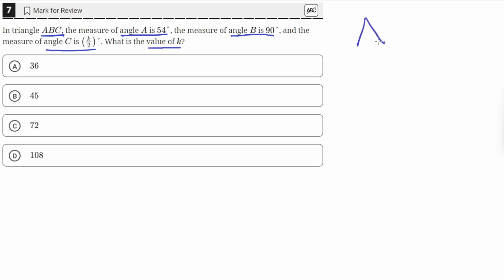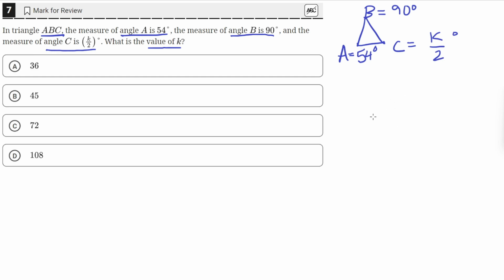So we have this triangle A, B, and C, and we're told that the measure of angle A is 54 degrees, B is 90 degrees, and C is k over 2 degrees.